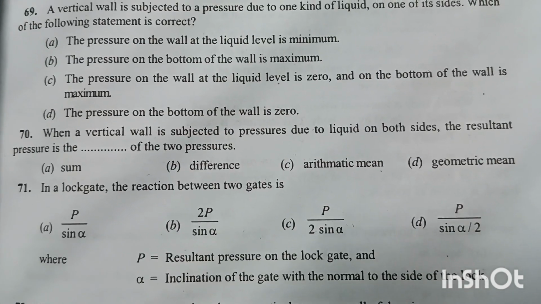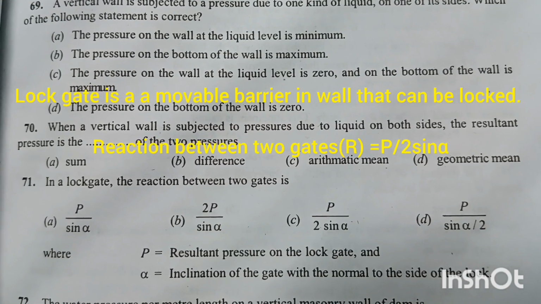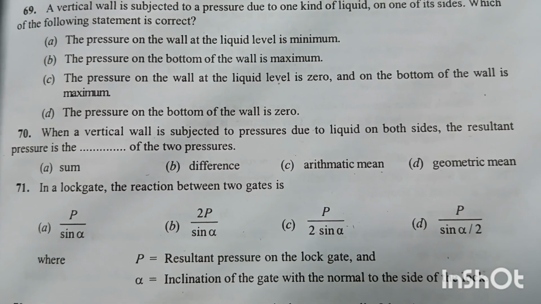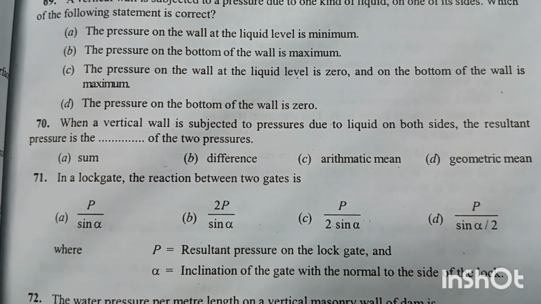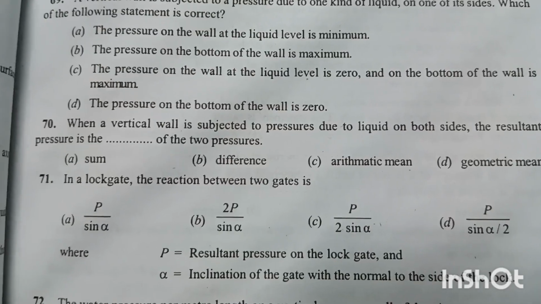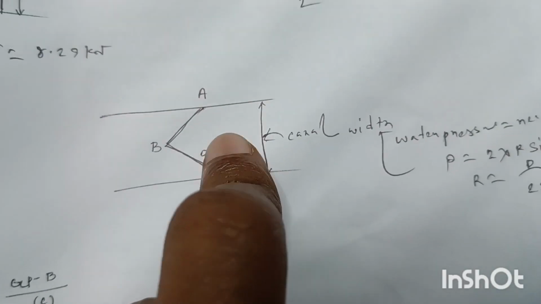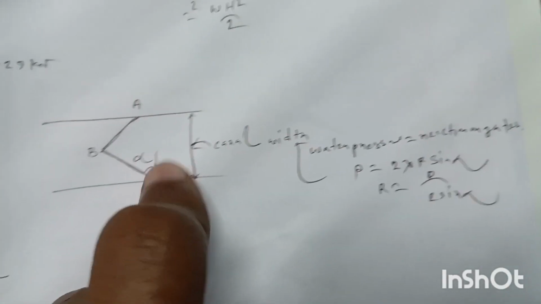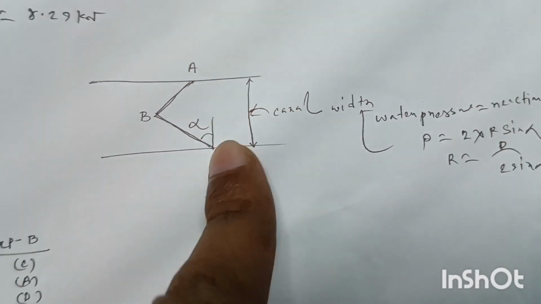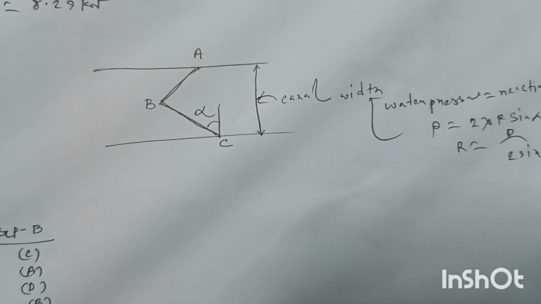Question number 71. In a log gate, the reaction between two gates is P by 2 sin alpha. Option C is the right answer, where P is the resultant pressure on the log gate and alpha is the inclination of the gate with the normal to the side of the log. BC is the log gate and alpha is the inclination. This angle is the inclination. So the reaction will be P by 2 sin alpha.